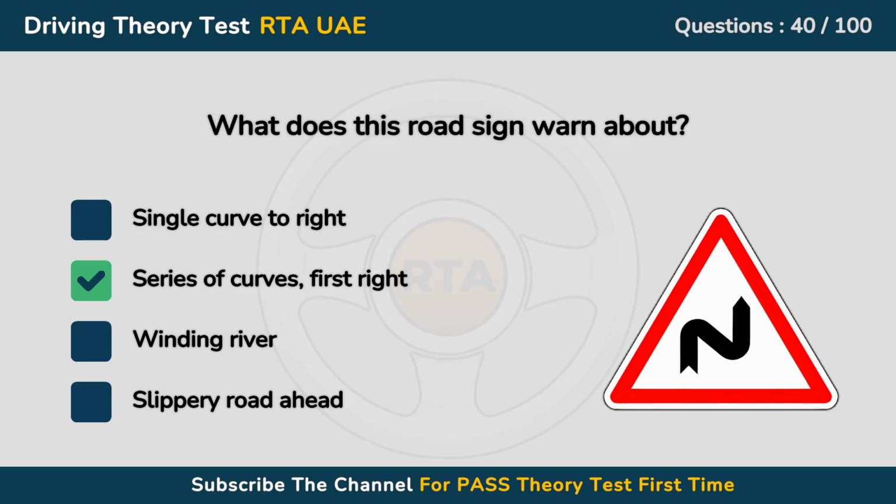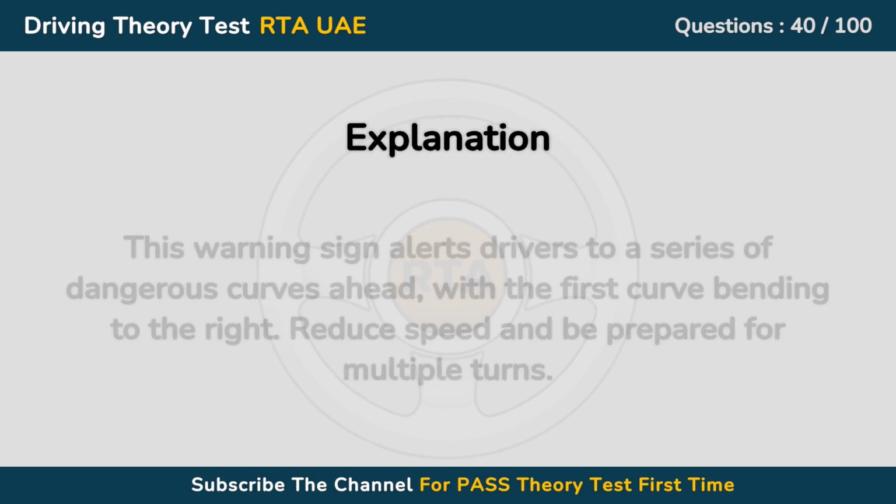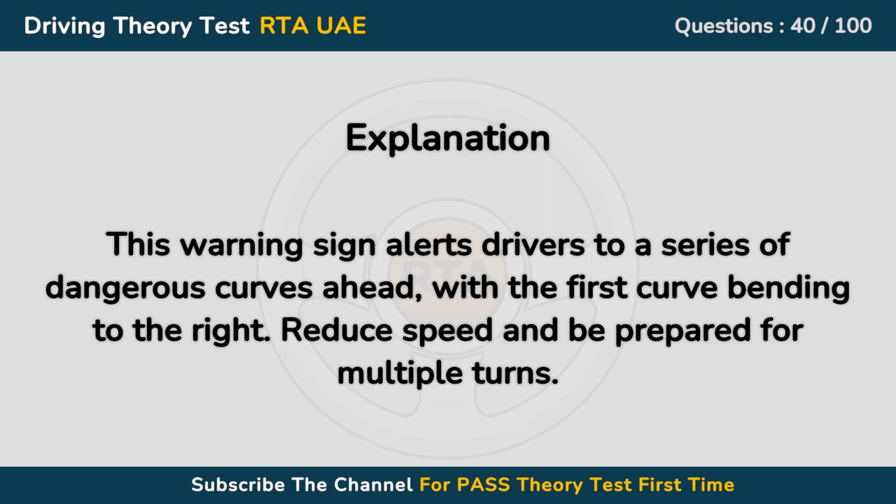Answers is B. Series of curves first right. This warning sign alerts drivers to a series of dangerous curves ahead, with the first curve bending to the right. Reduce speed and be prepared for multiple turns.